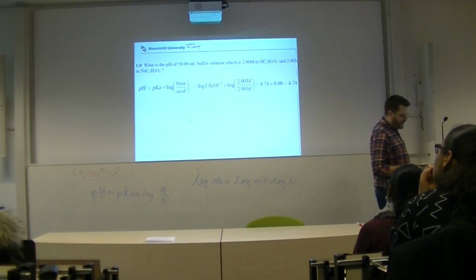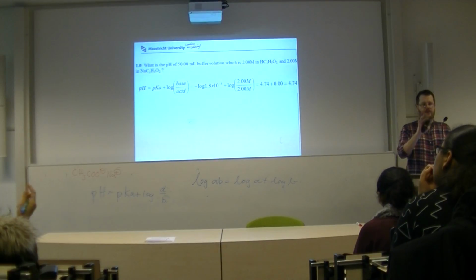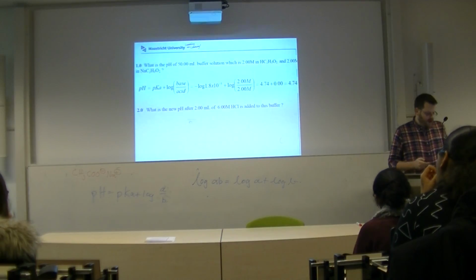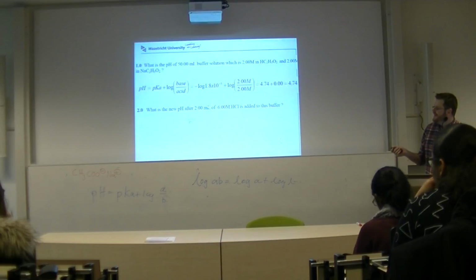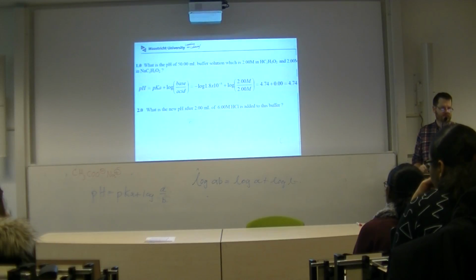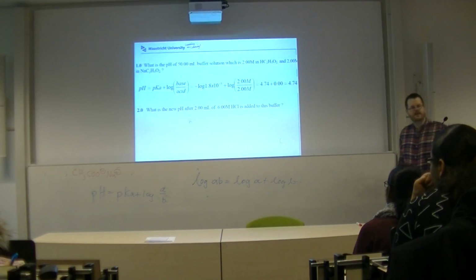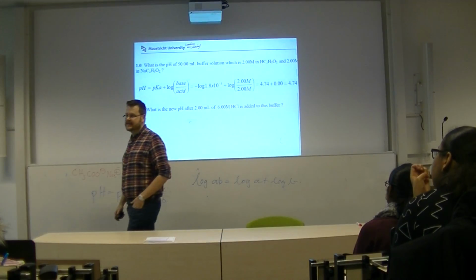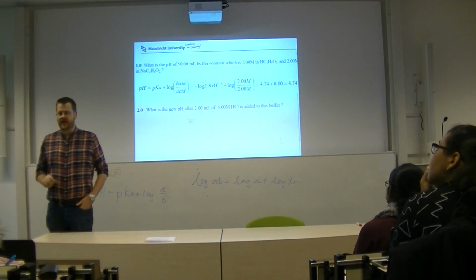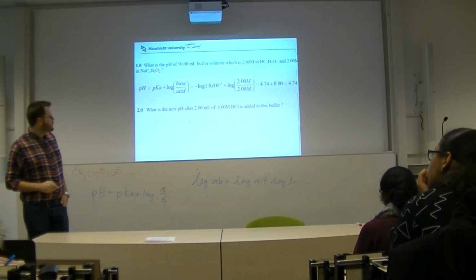All right, next point. Now let's see how the buffer works. What is the new pH after 2 milliliters of a 6 molar HCl solution is added to this buffer? Now let's see what happens. Right, I'm now stressing the buffer system. I'm adding HCl. Let's see if the buffer does its job by minimizing the pH change. So how are we going to proceed?